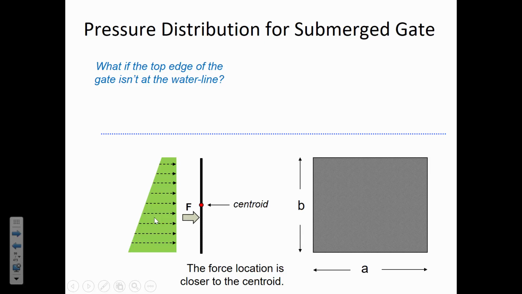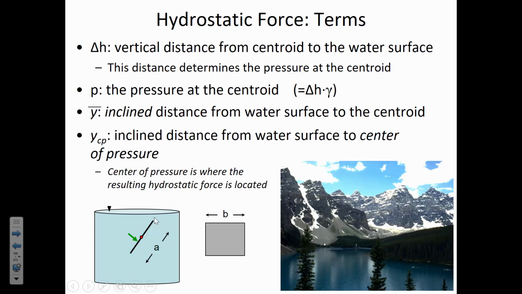Well, we're also integrating the location of that force, and more of that force is going to be below the centroid than above it. So the location of the force is always going to be a little bit lower than the centroid, and where that force is applied, we call that the center of pressure. There's the center of area, which is the centroid, and the center of pressure is where the force is applied. So it's always below the centroid. And the center of pressure is the inclined distance from the water surface to where the force is located.